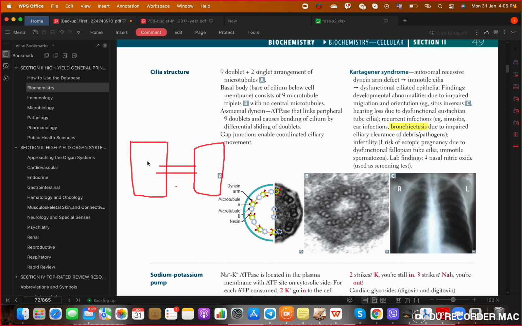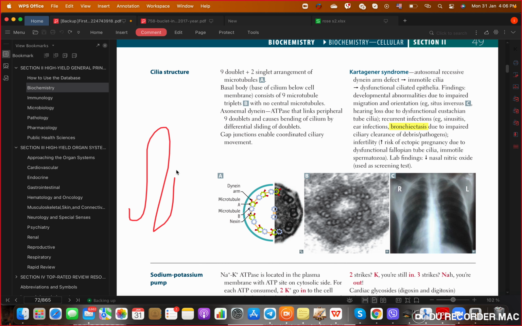Yes. So they are used to propagate the impulse from cell A to cell B. Yes, Doc. Okay. So gap junction enables coordinated ciliary movement, which means it allows the cilia, so we have many cilia, the cilia can speak with each other and make their movement happen at the same time. Okay? Yes, Doc. Good.